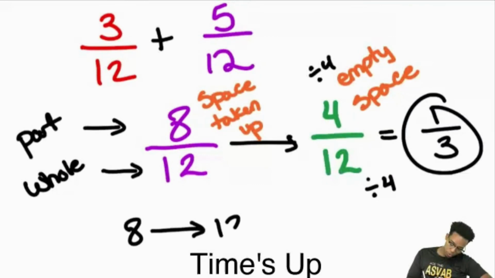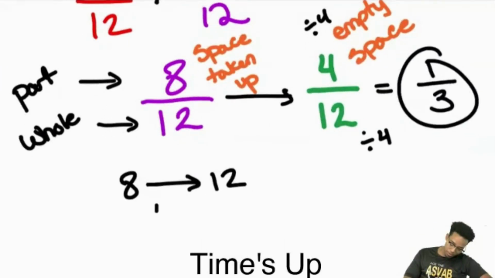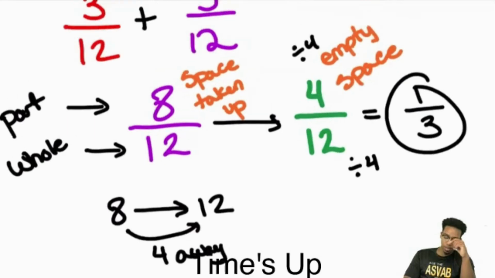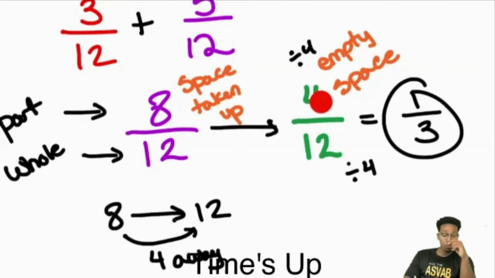So to go from 8 to 12, if you do the math, 12 minus 8 gives you 4. So you are 4 away from 12. Does that make sense now? Again, 8 out of 12 means you have 8 out of 12 pieces. How many more pieces do you need? 4 more pieces, and that's where the 4 comes from. That's the empty space, because 8 and 4 together make 12.